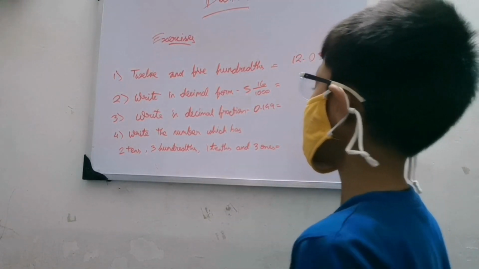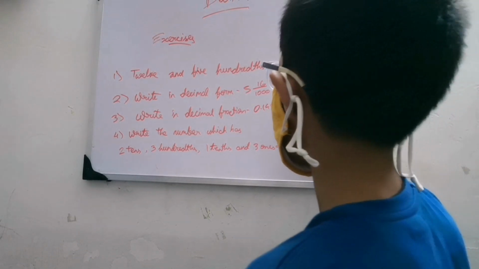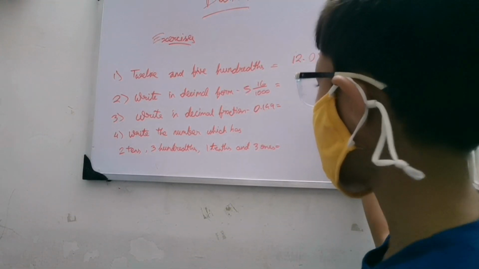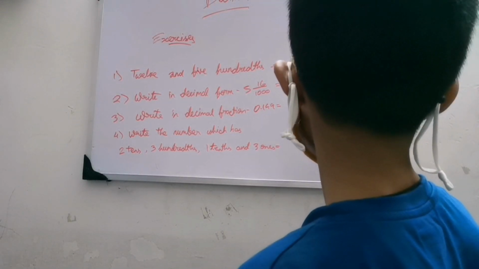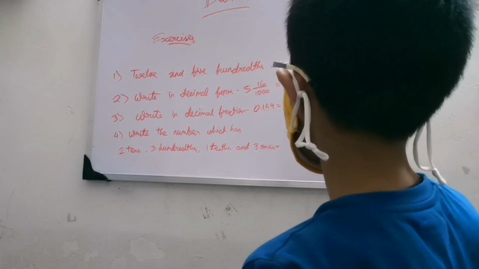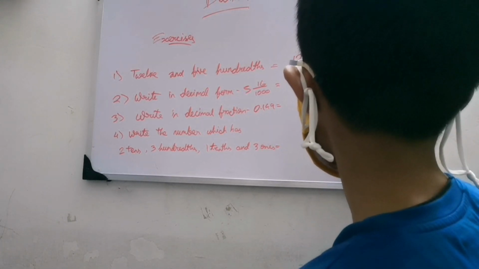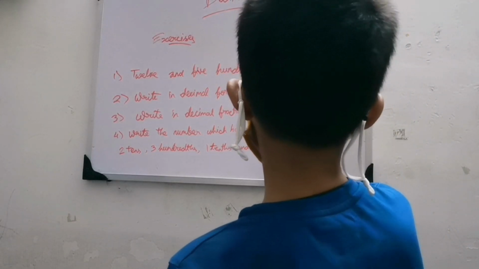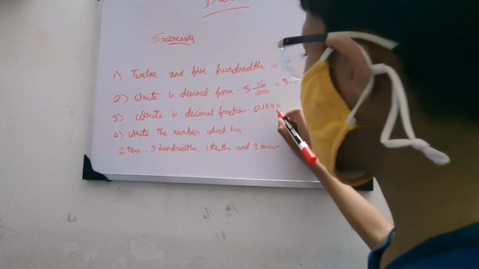First, convert it into an improper fraction. 5016, if I am not wrong, by 1000. Now we have to write it in decimal form. 3 digits. So our answer will be 5.016. This will be our answer.